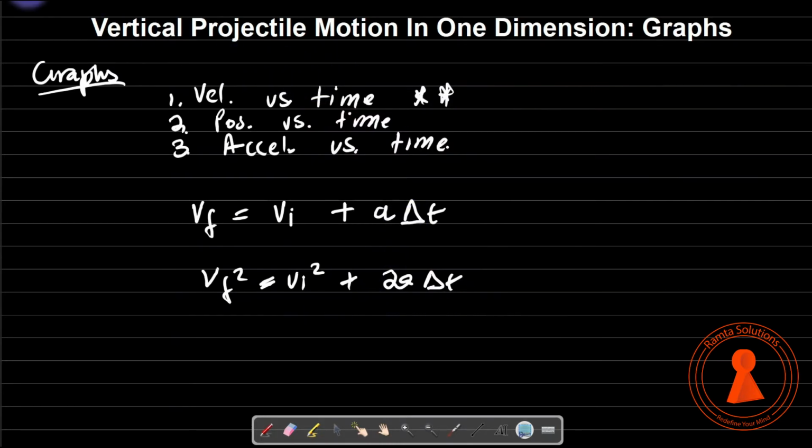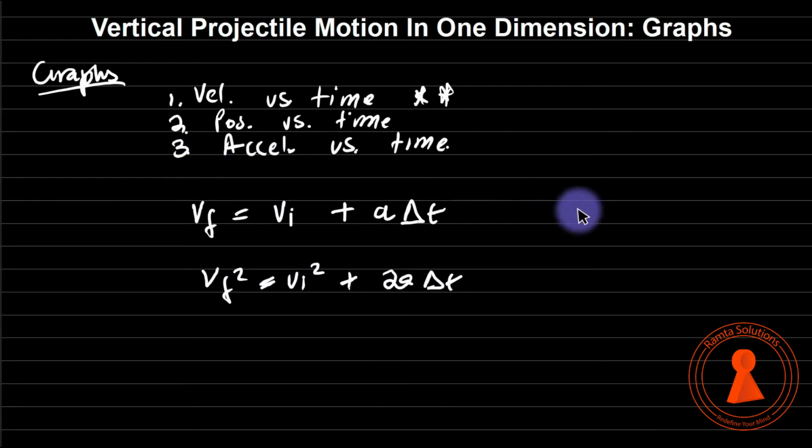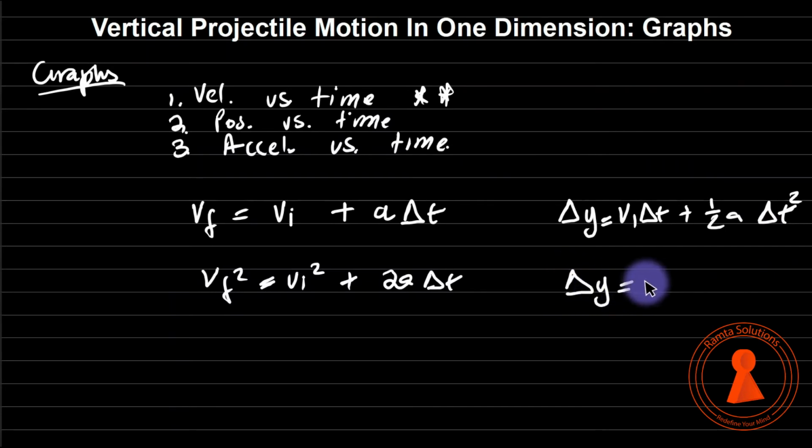I'll try to squeeze them here. So you also have one that says delta y equals vi delta t plus half a delta t squared. And then you have another one that says delta y equals vf plus vi all over 2 multiplied by delta t.